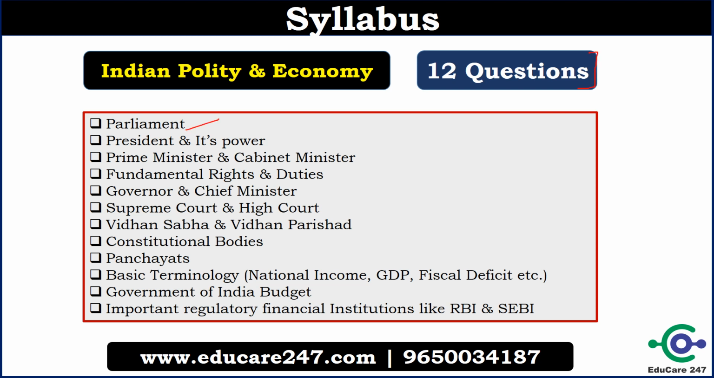Parliament, President and his powers, Prime Minister and Cabinet Ministers, fundamental rights and duties, Governor and Chief Minister, Supreme Court and High Court, Vidhan Sabha and Vidhan Parishad, constitutional bodies, panchayats, basic terminology of economics like national income, GDP, fiscal deficit, Government of India budget, and important regulatory financial institutions like RBI and SEBI, and the banking system. All this you have to study for Indian polity and economy. This is a very important section.